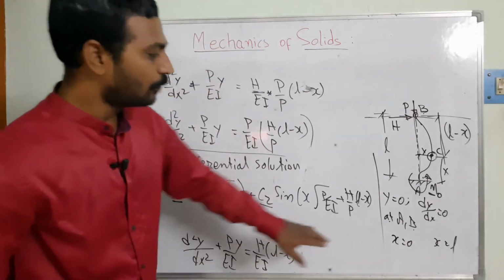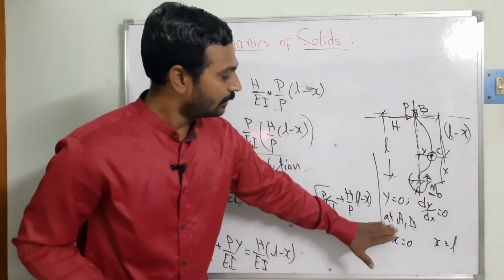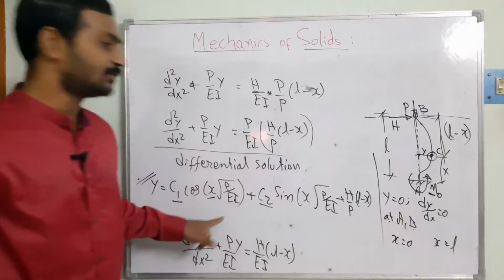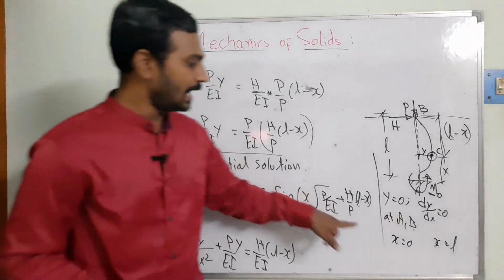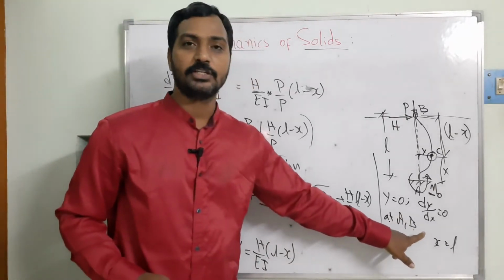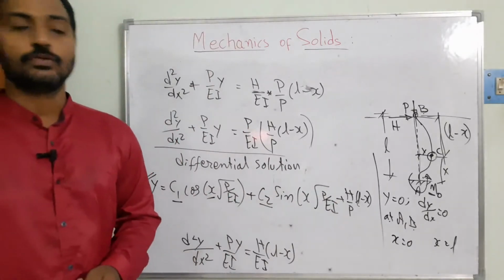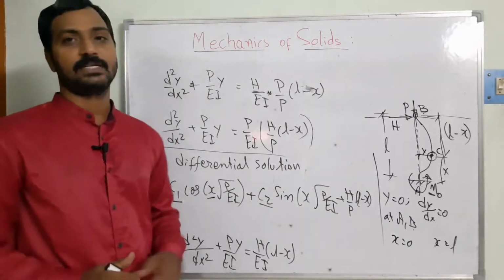So now I am going to substitute the boundary conditions at A in this first equation, and later I am going to substitute the boundary conditions at B in this equation so that I can calculate C1 as well as C2.